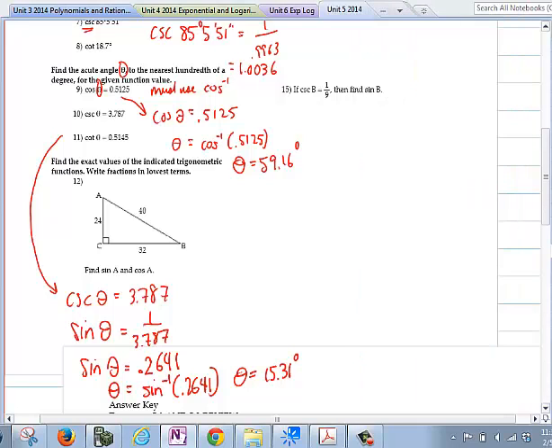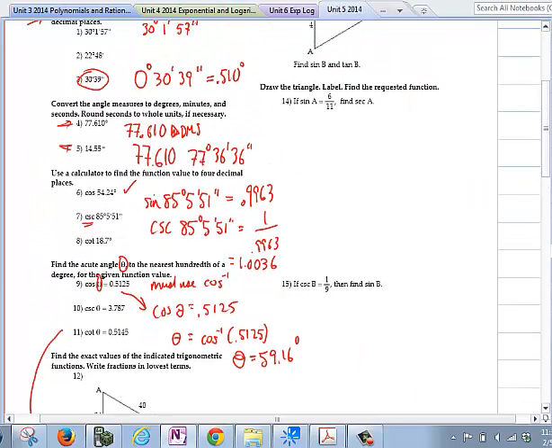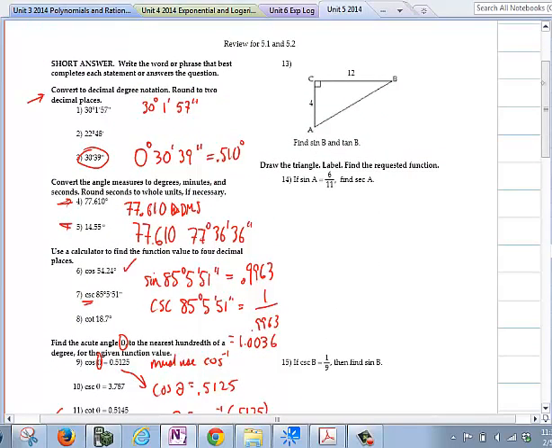The last problem I want to go over, and we did this quite extensively yesterday in class, is finding the 6 trig ratios. Now, number 13, it says to find the sine of B and the tangent of B. So here is the angle B. And we have 2 sides given, so we have to find the third. So you have to use Pythagorean theorem.